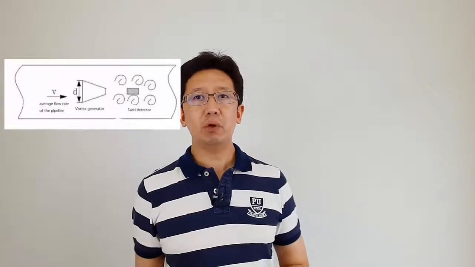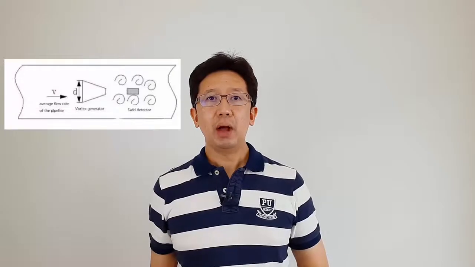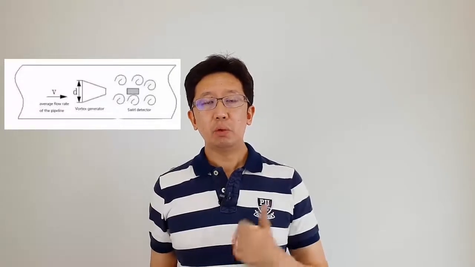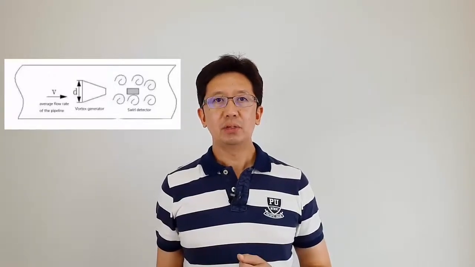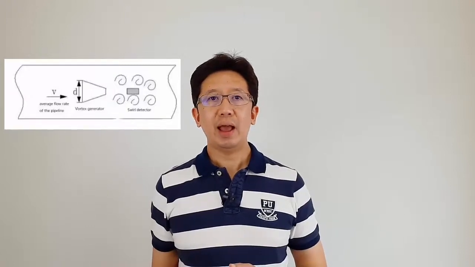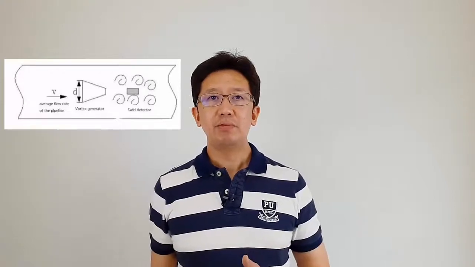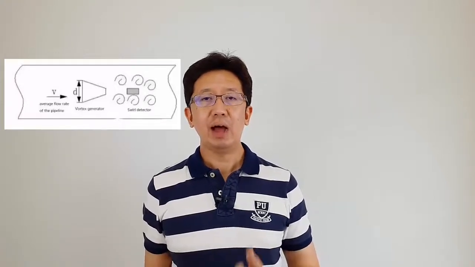The limitation of the vortex is that it is unsuitable for use with viscous or dirty fluid, and vortex meters also cannot be used for fluid with low oscillation frequency. Examples of low frequency fluid are fluid in a big pipe size more than 8 inch, and fluid flow with high Reynolds number or high velocity.